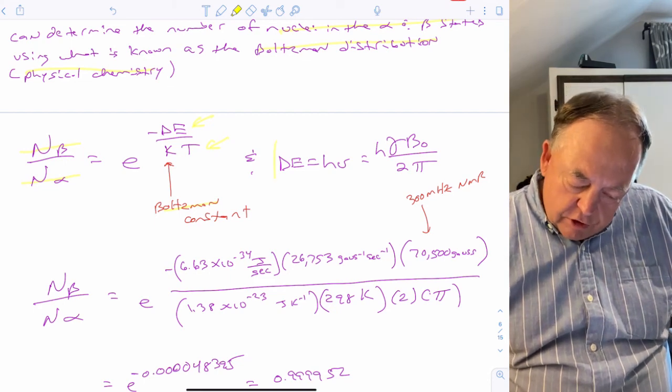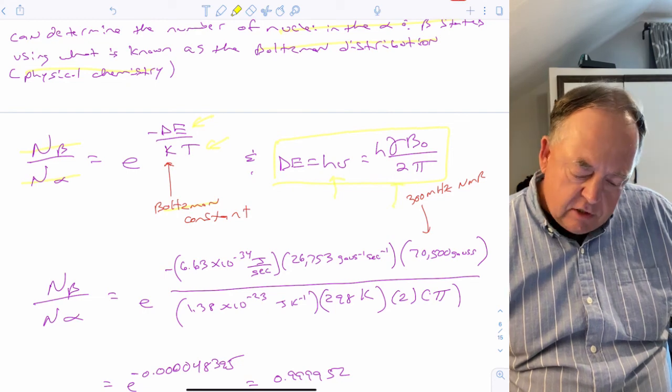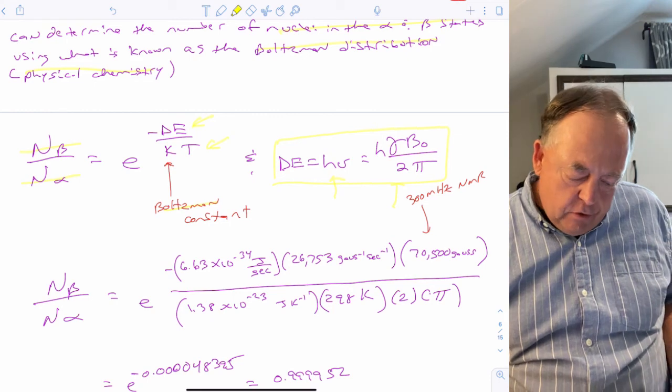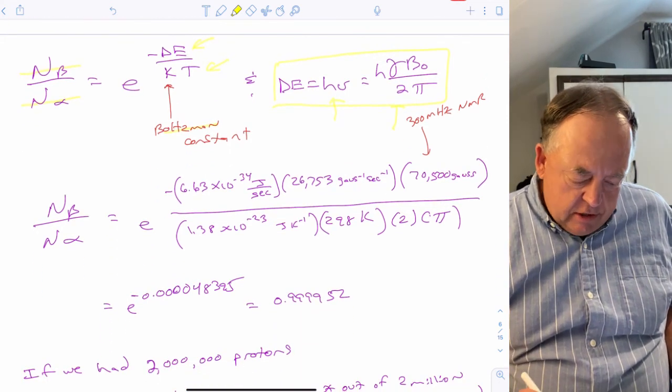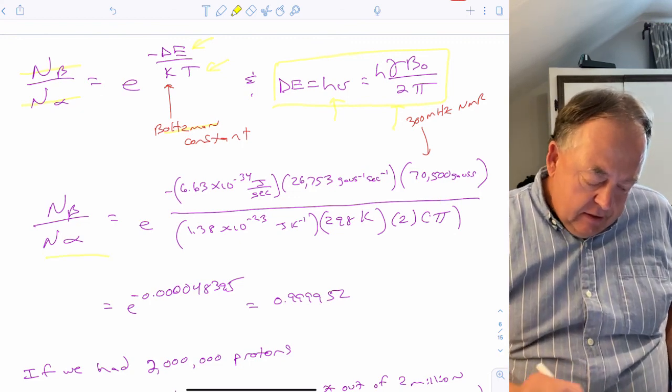And we've seen this equation before. Delta E is equal to h nu, and it's also equal to Planck's constant times the magnetogyric ratio times the strength of the magnetic field divided by 2 pi. So if we take these equations and combine them, then we can come up with this equation.